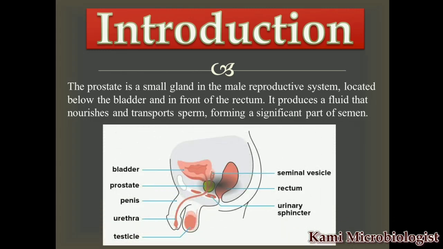Now if we see diagrammatically where the prostatic gland is available, as you can see, this green one is the prostatic gland, and it is below this bladder and opposite to this rectum. So this is the short introduction to the prostatic gland.